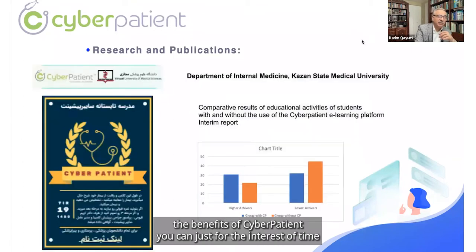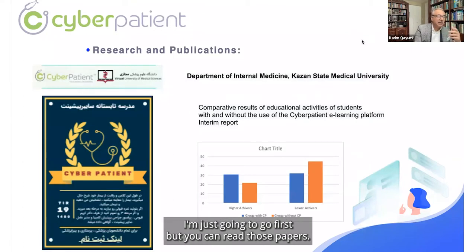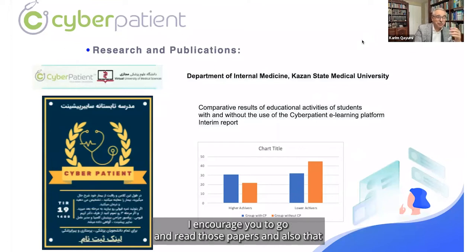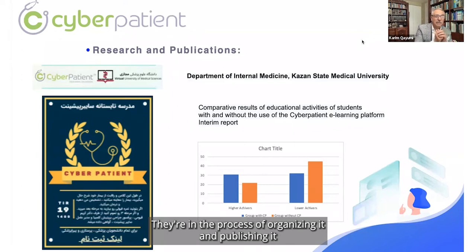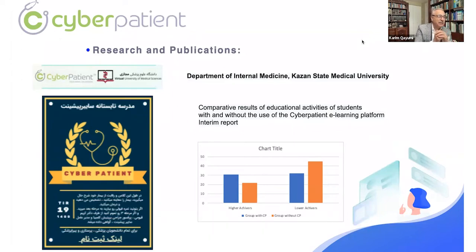Just for the interest of time, I'm going to go fast, but you can read those papers. I encourage you to go and read those papers. And also the Virtual University Medical School in Iran did a summer school for students, and the results are outstanding. They're in the process of organizing it and publishing it.